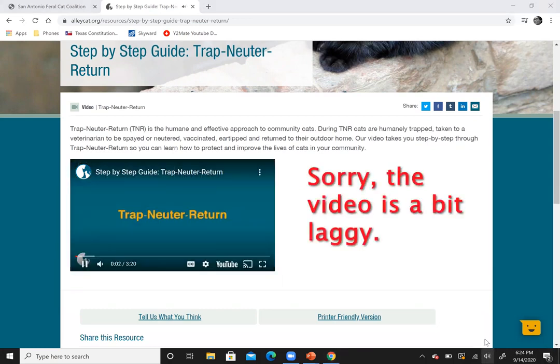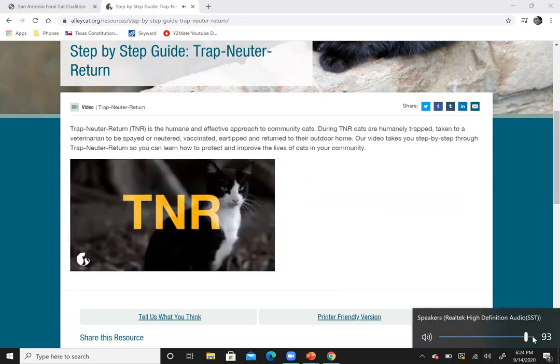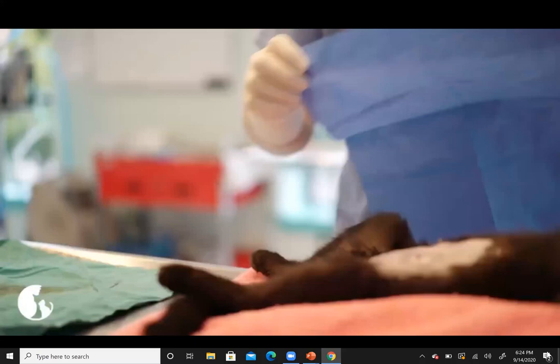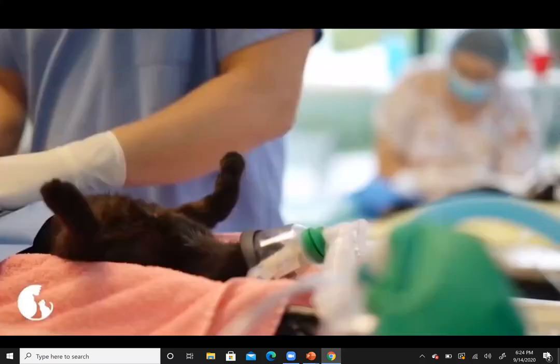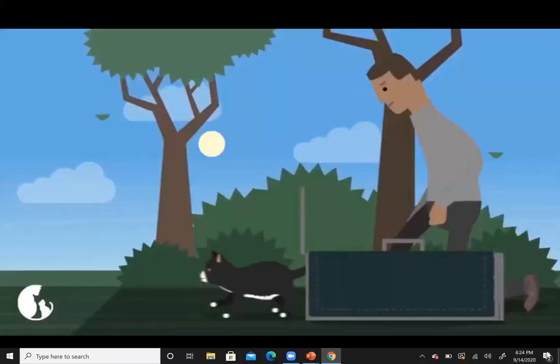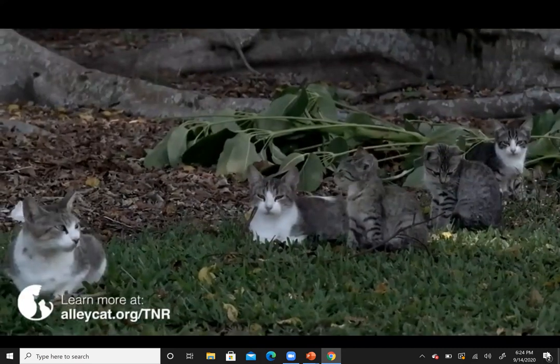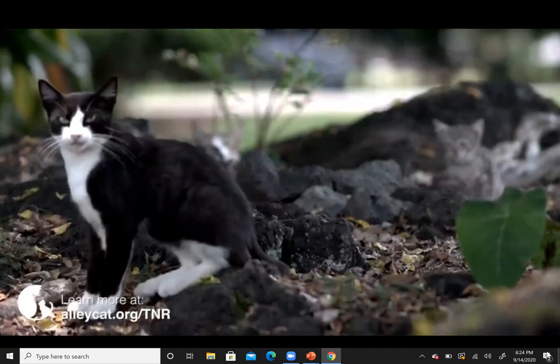Trap, neuter, return, or TNR, is the humane, effective approach for community cats. During TNR, cats are humanely trapped, taken to a veterinarian to be spayed or neutered, vaccinated, ear-tipped, and then returned to their outdoor homes. TNR is the mainstream approach for caring for outdoor cats in communities nationwide. Anyone can do TNR.